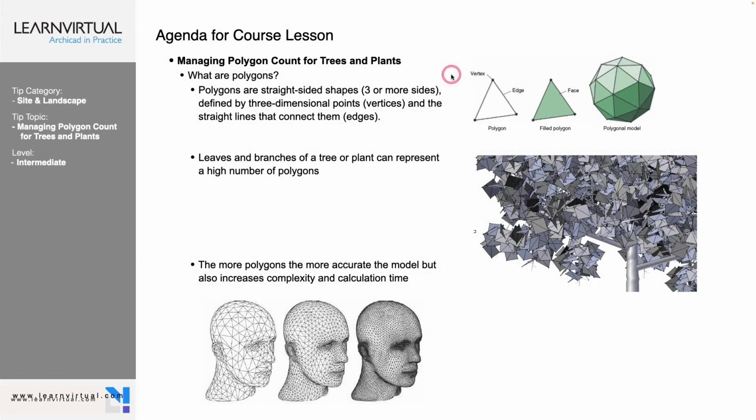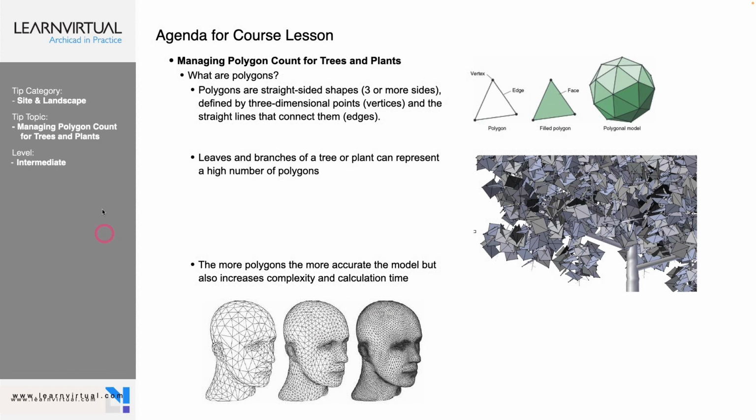Okay, so when we talk about the poly count of something, we mean how many polygons are together here that are being calculated. When we think about the detail level of trees and leaves, and just this tree right here, it'd be interesting to know how many polygons are just in that one tree. The more polygons there are, the more accurate and smooth the model is going to be, but that also increases our complexity and our calculation times.